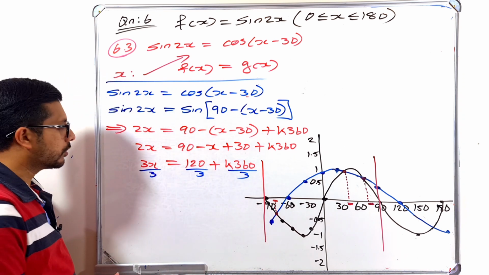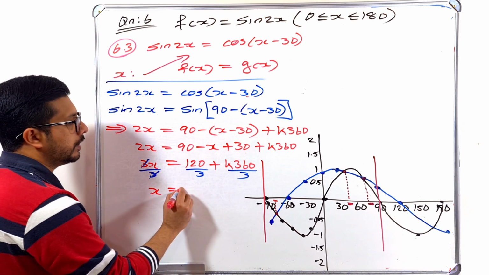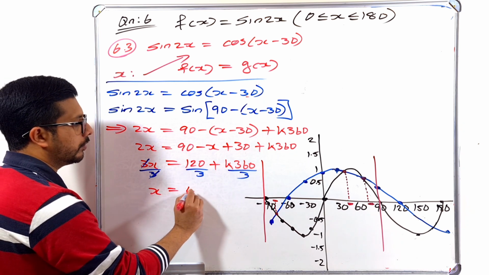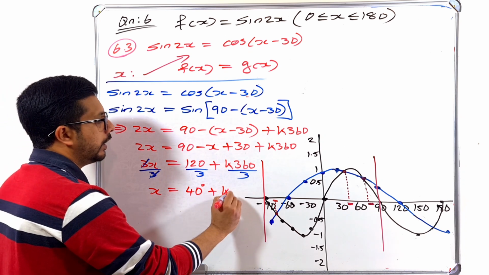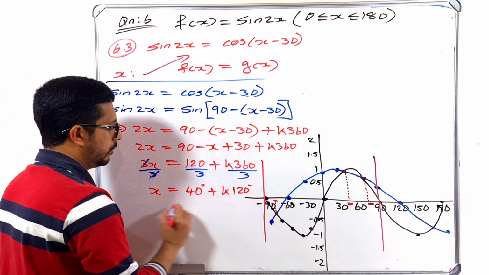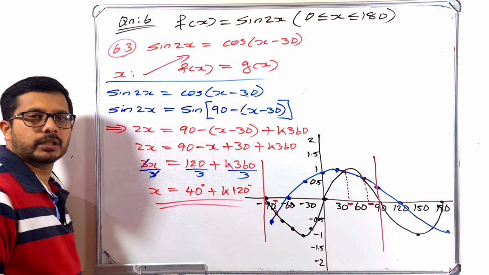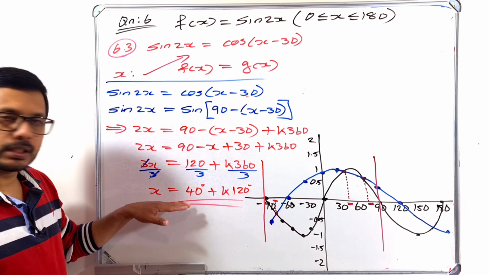So this 3 and 3 cancel. What is remaining? x is equal to 120 divided by 3. Check in your calculator, 40, plus k times 120. So I got one solution, that is 40 plus k 120. So this is a general solution.